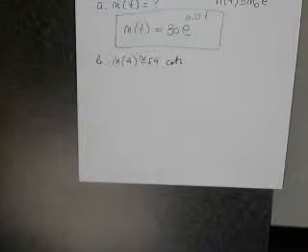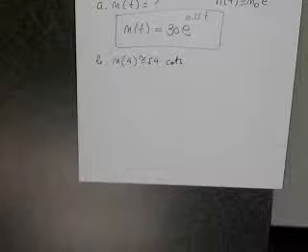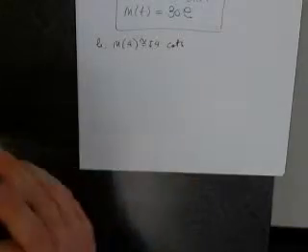Part C. Find the number of years required for the stray cat population to reach 500.